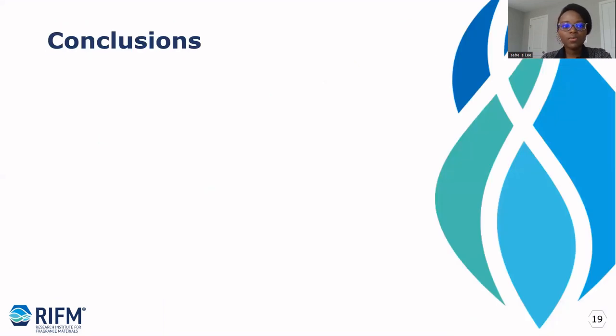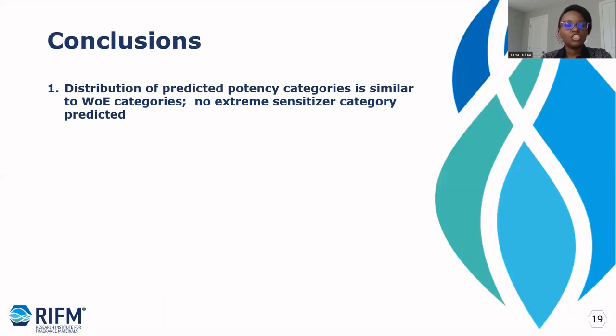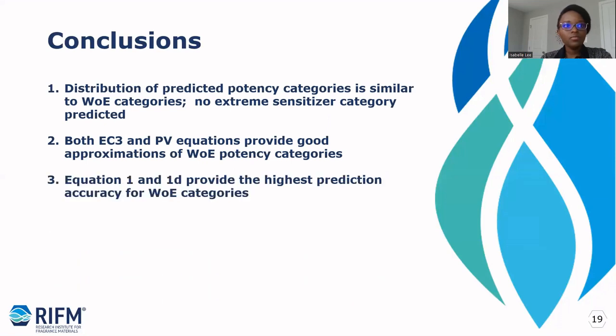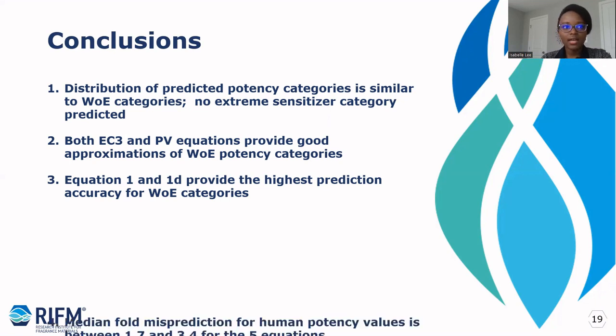So conclusions for this project: we saw a distribution of predicted potency categories being similar to that of the weight of evidence categories, and as expected, we didn't see any extreme sensitization being predicted. And then both equations looking at EC3 or human potency values provide a good point of departure for risk assessment. And equations 1 and 1D, so those combining the keratinosens assay and the kinetic DPRA, provided the highest prediction accuracy for weight of evidence categories.